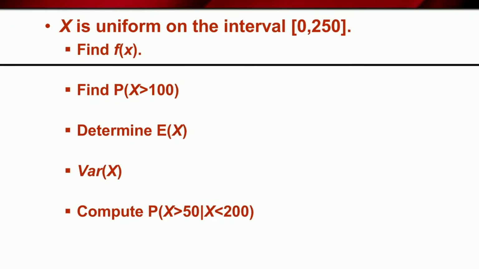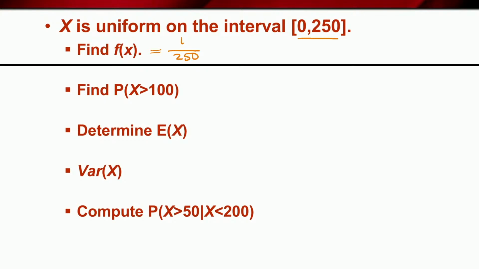Zane, what do you get for f of x? What's this thing look like? It is 1 over 250. It's always going to be 1 over whatever the length of your interval. So 250 minus 0 is 250. Very nice. Hopefully we could just do this almost in your head.